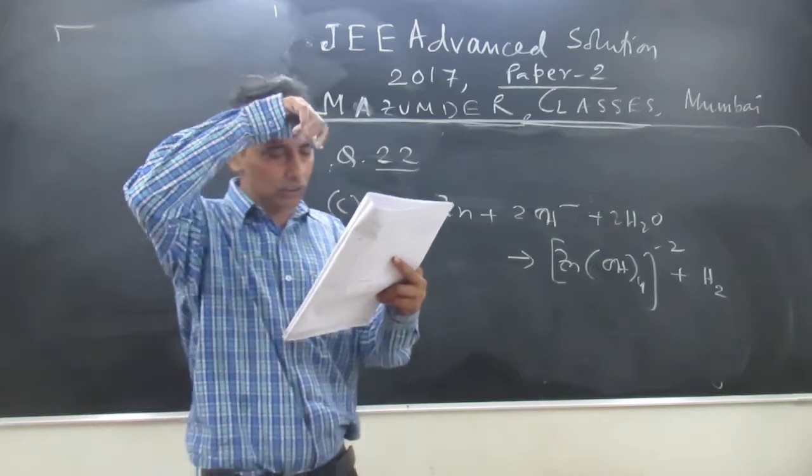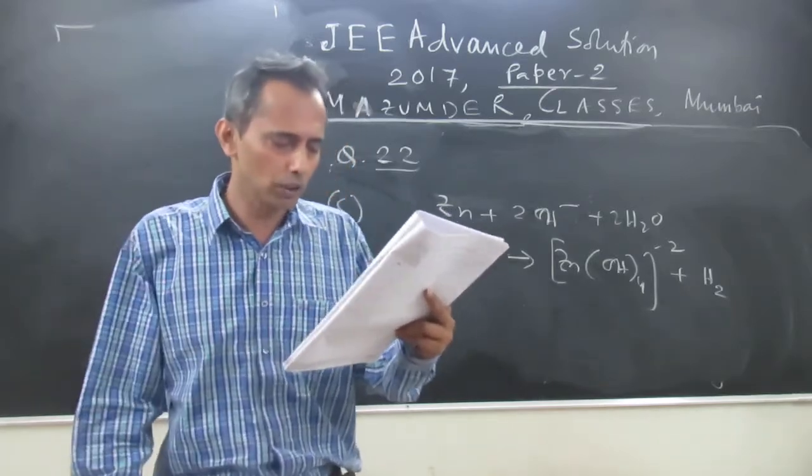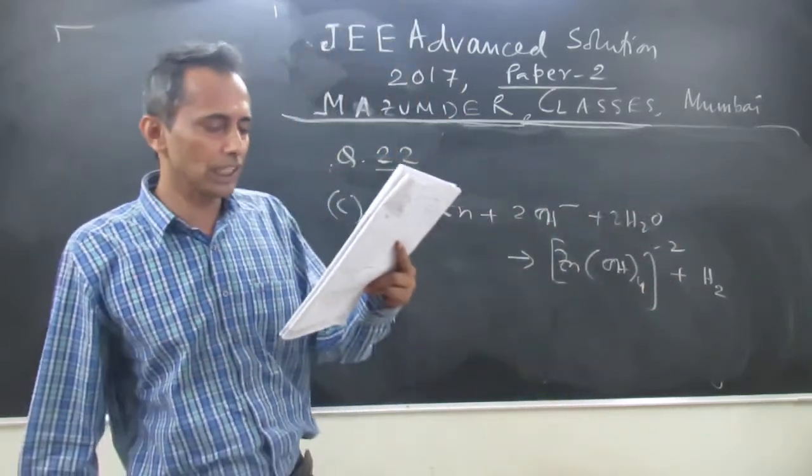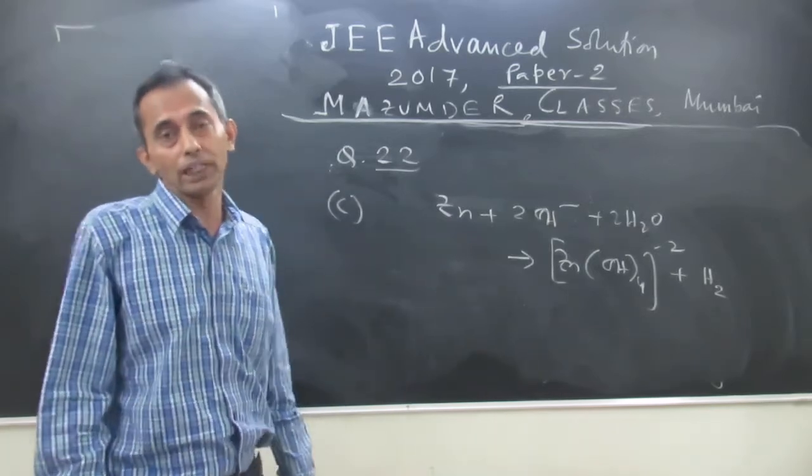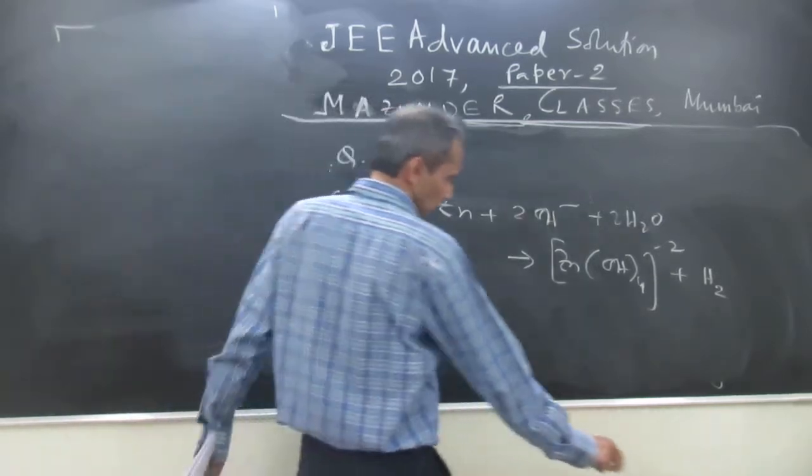Iron will not give it. With concentrated nitric acid, it gives you NO2. Copper also gives you NO2. Gold metal with NaCN in the presence of air gives a complex, never hydrogen. So this is the answer, question number 22, option C.